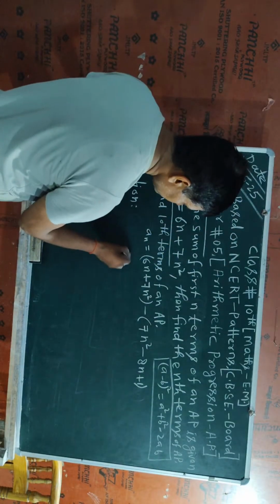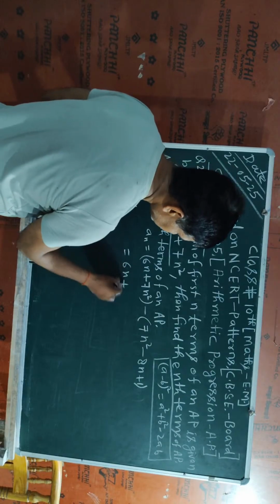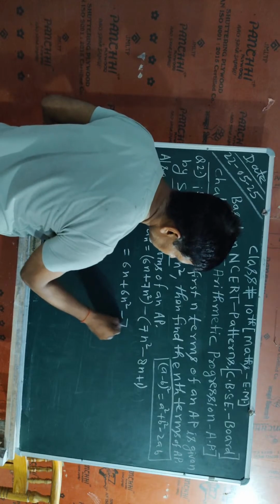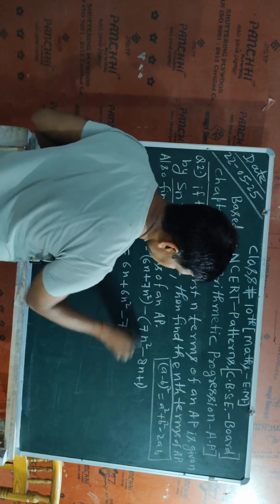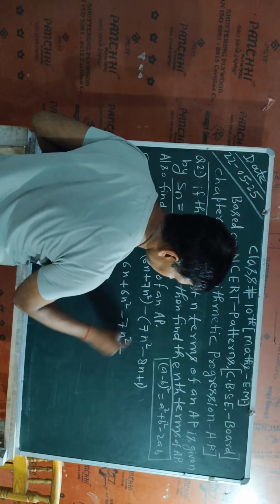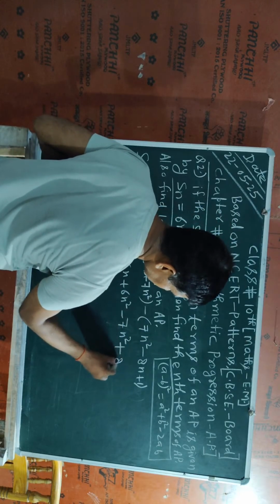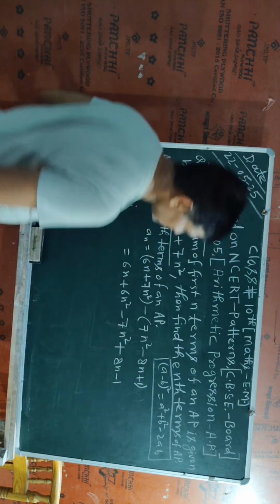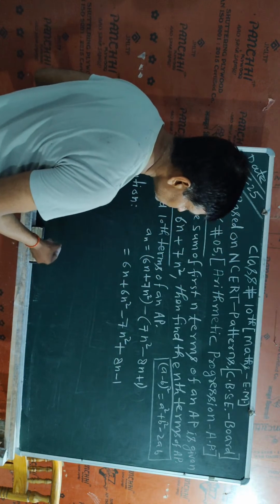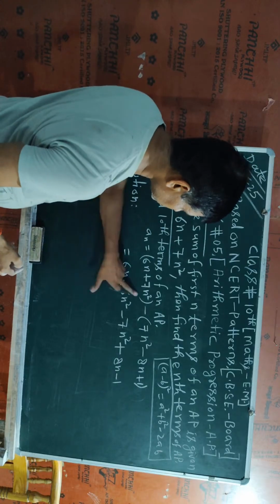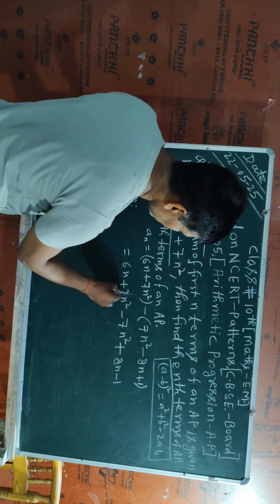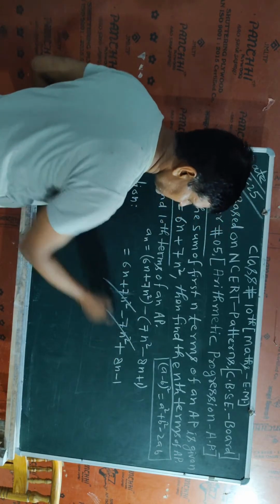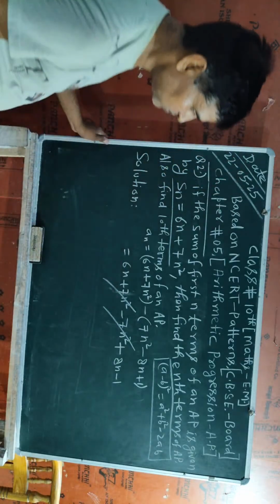Now here I will write 6n plus 7n square minus 7n square. Here minus and here minus is available, so multiplication of minus and minus will be plus 8n. Here is plus and here is minus, so I will put here minus 1. So I will simplify this. The 7n square and this minus 7n square will be cancelled out.